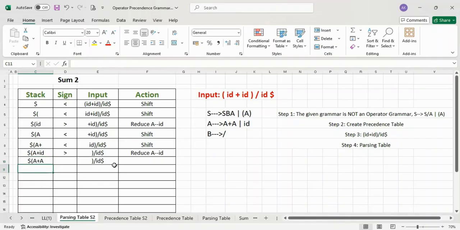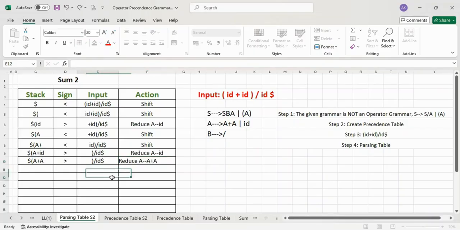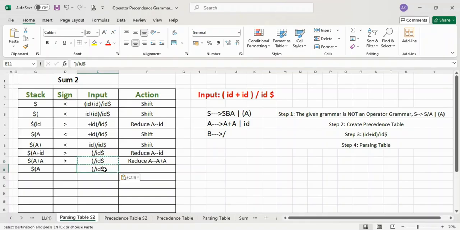Here it is plus. So plus is compared with a closing bracket. When plus is compared with a closing bracket, the sign is greater than. So again I will reduce. If you observe, the grammar rule which I will be using is reduce A giving A plus A. Thus in my stack, A plus A will be replaced by A. My input will be as it is.